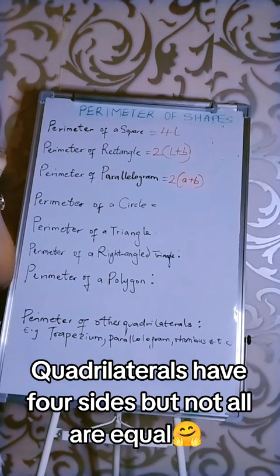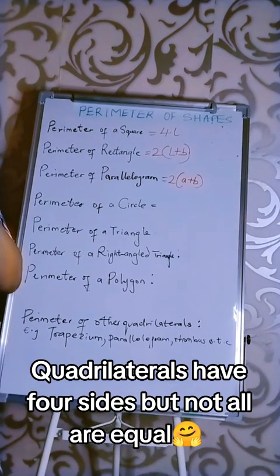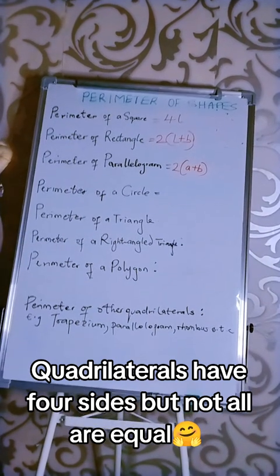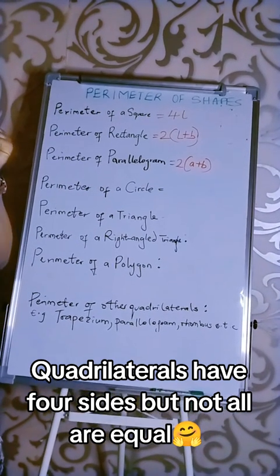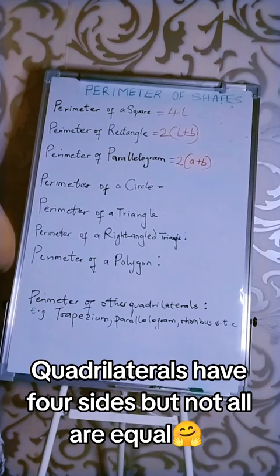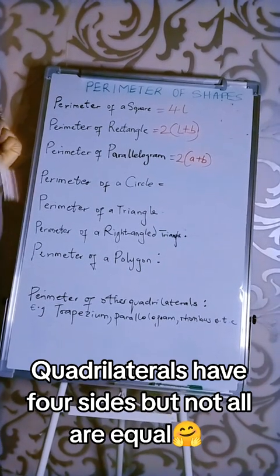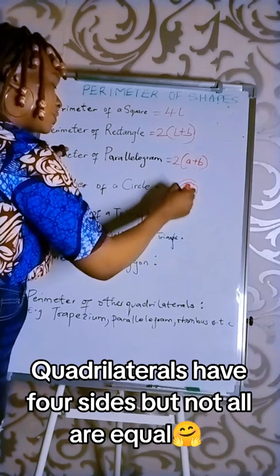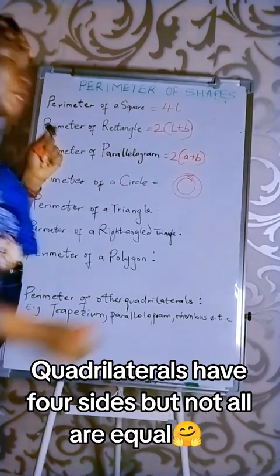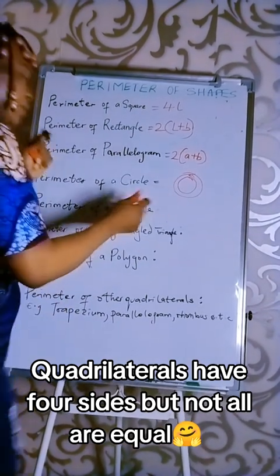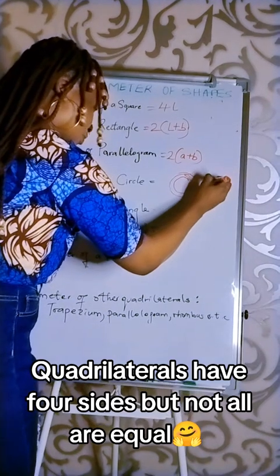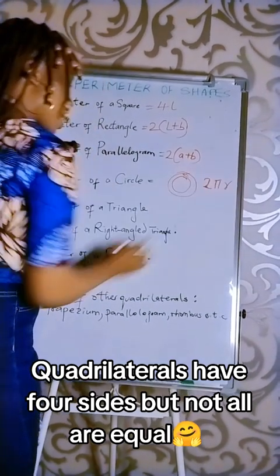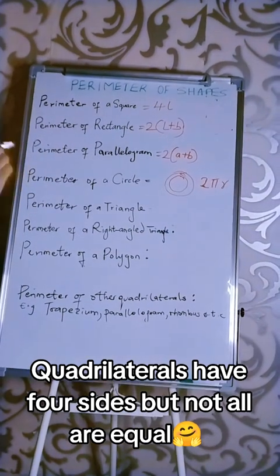So the next one, we have perimeter of a circle. Some people used to say, okay, there is no perimeter of a circle because a circle is round. But the perimeter of a circle is also called circumference of a circle. What do we mean by circumference? The size of this circle is what we call the circumference, and it is equal to 2 pi r. This is the perimeter of a circle.